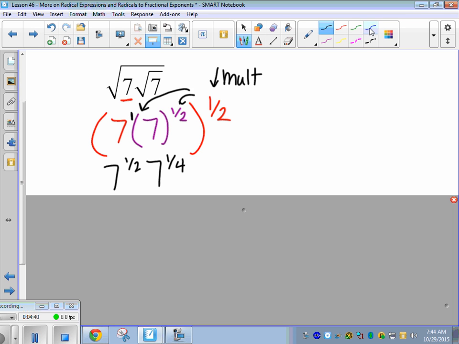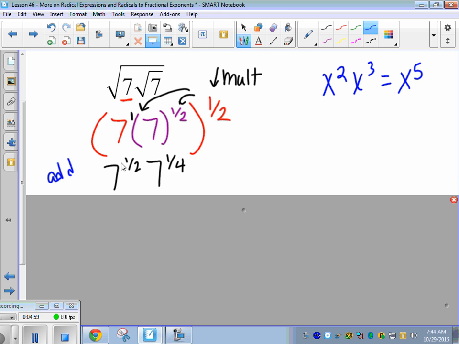Okay, so that outside one multiplies. And then this is like having x squared times x to the 3rd. What do we do here with the exponents? We add them. So now, same rule here, because there's no more parentheses, I already distributed the power on the outside, we just add exponents.